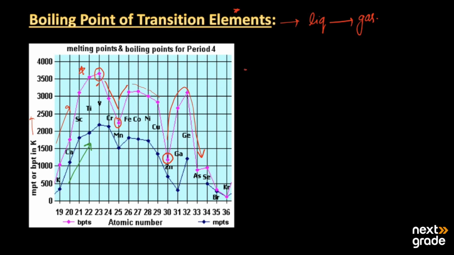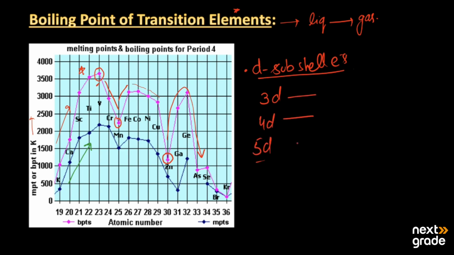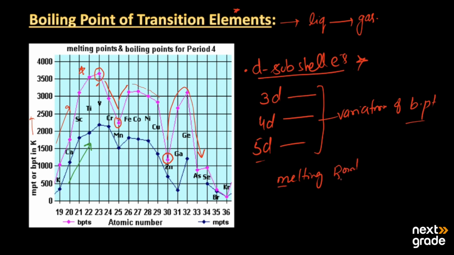This is because all the transition elements have d subshell electrons, in which we have three blocks of elements: the 3d series, the 4d series, and the 5d series. All these series have variation in both their boiling points and their melting points. This is because of the involvement of the d orbital electrons of their valence shell, which participate in chemical bonding and make up a strong bond, known as the metallic bond. To break this bond, we need a high amount of energy in the form of temperature, whether the boiling point or the melting point.